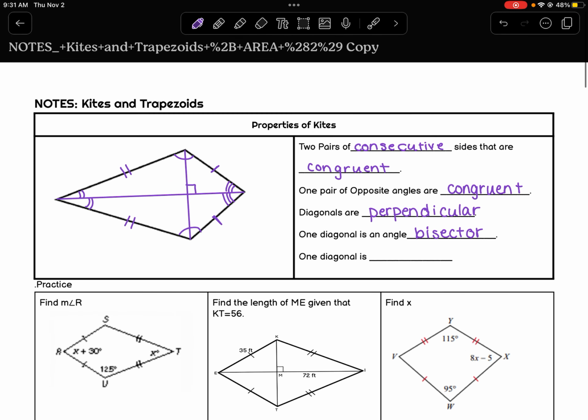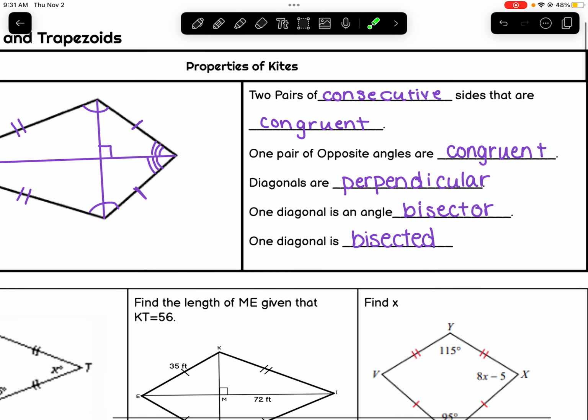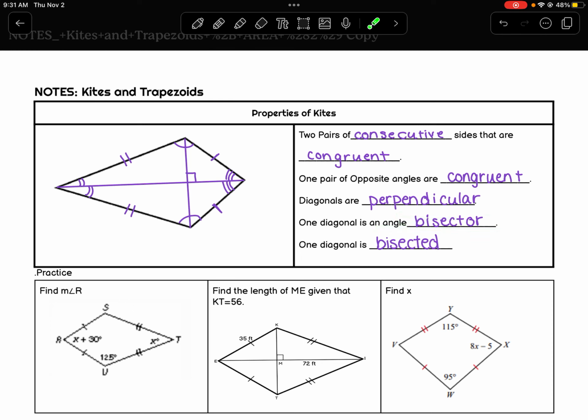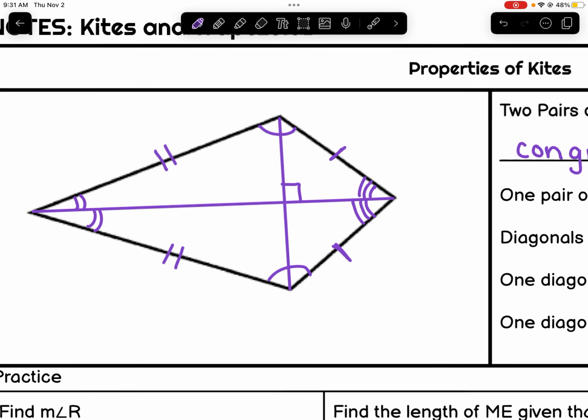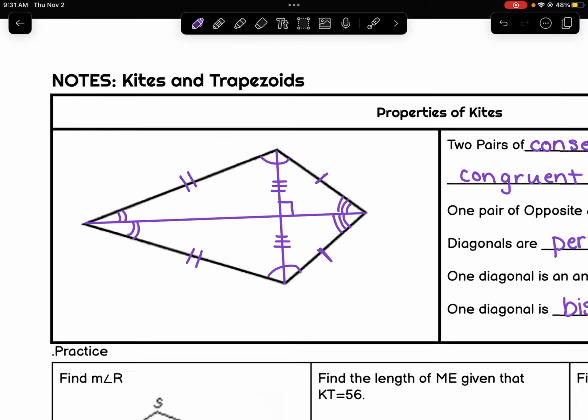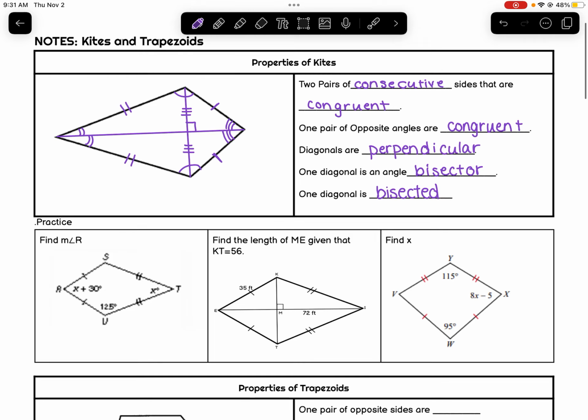And our last property is that one diagonal is bisected. So one diagonal is a bisector, one diagonal is bisected. So one diagonal is doing the job of splitting angles in half. The other diagonal is being split in half. And the diagonal that's being split in half is this diagonal right here. And so let's apply all of these properties on these three problems.